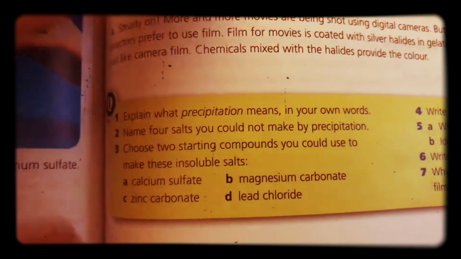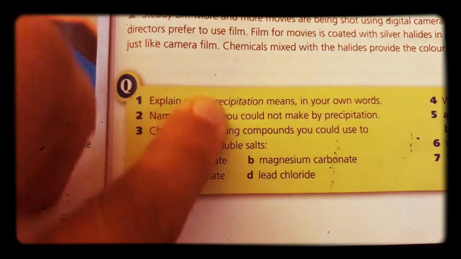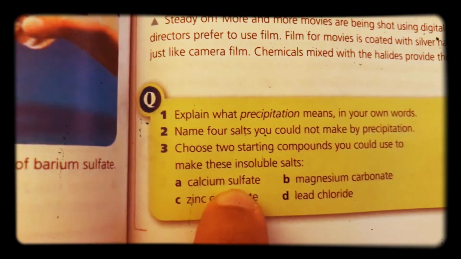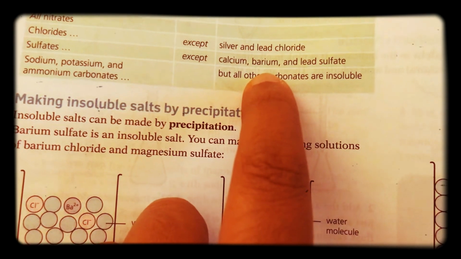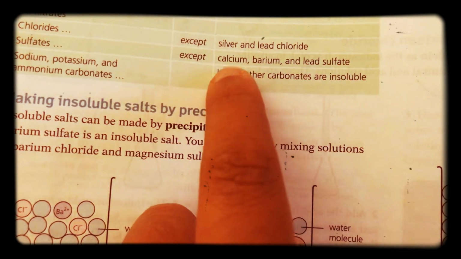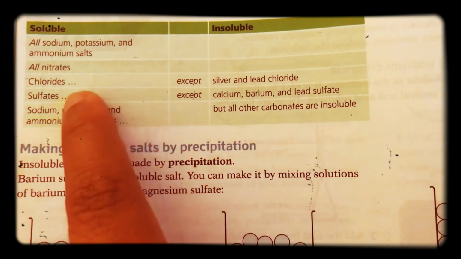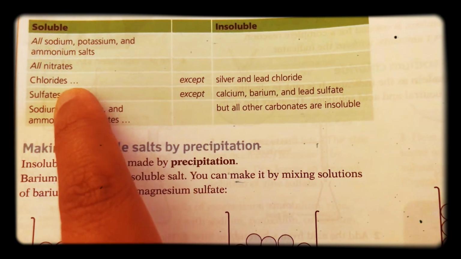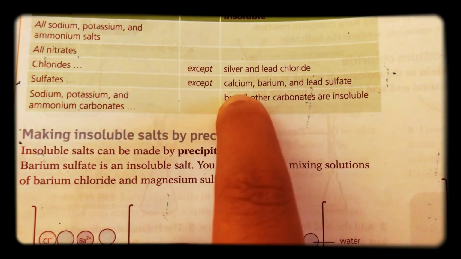Question number 3. Choose 2 starting compounds you could use to make these insoluble salts. Again, you'd have to look at the 2 parts. So calcium sulfate, we could not use barium sulfate because that is insoluble. Lead sulfate, you can't. But for calcium sulfate, you could use calcium chloride. And the other part was the sulfate, so you'd need a soluble sulfate that's other than these 3.